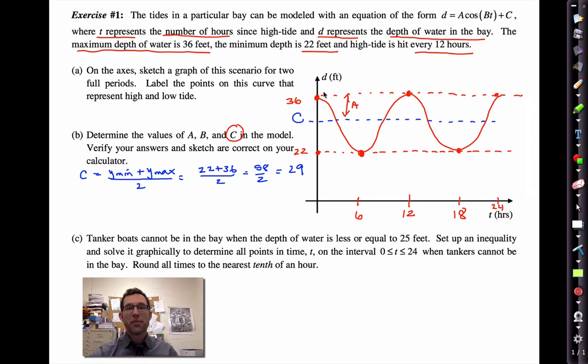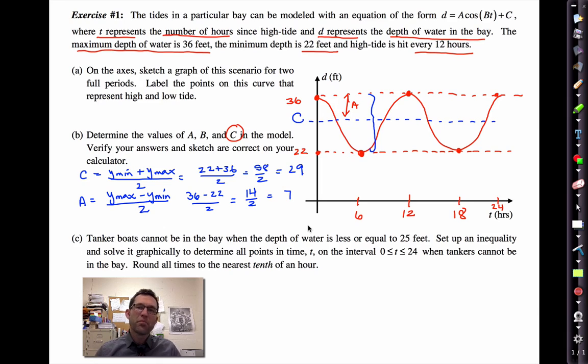You could just take the maximum minus the midline, or the midline minus the minimum. The way that I typically do it is y max minus y min divided by 2. Remember, if you do the max minus the min, it will give you this entire vertical distance, but the amplitude, the A value, will only be half of that. So 36 minus 22 divided by 2, that gives me 14 divided by 2, and that gives me A is 7.